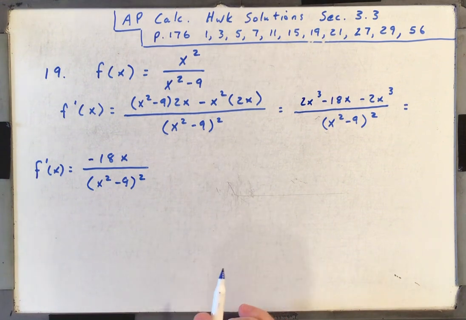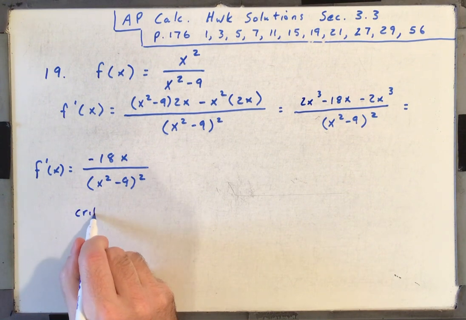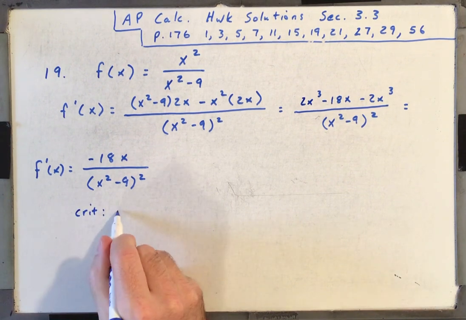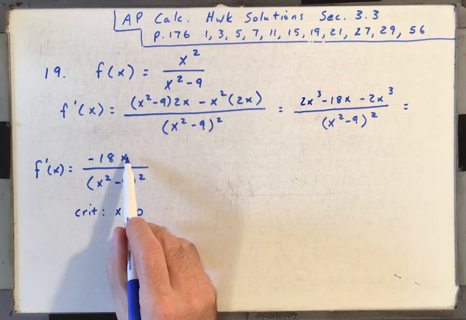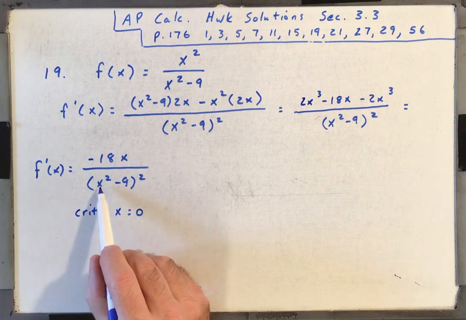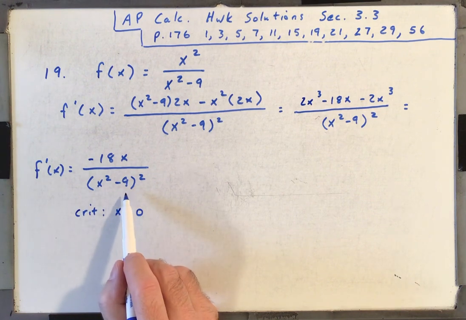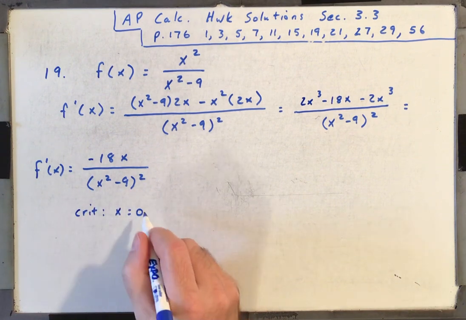Now we have a fraction here, so we want to know, where is the numerator 0? Well, we have a critical point at x equals 0 because the numerator is 0. The denominator also, what numbers make the denominator 0? Well, it's going to be 3 because 3 squared is 9, and also -3.